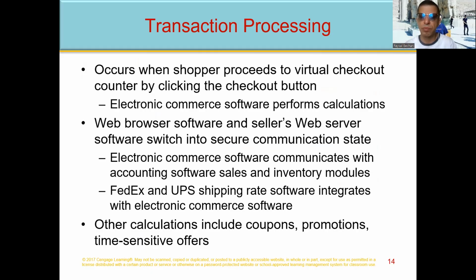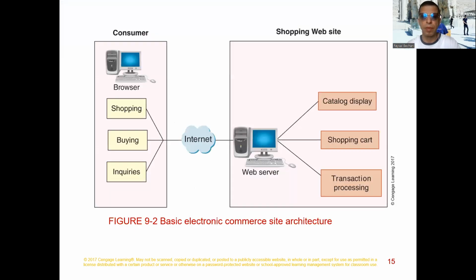Electronic commerce software performs calculations for you then. Then the web browser software and the seller's web server software switch into a secure communication state, so it's not open for the public to interact with. Other calculations include coupons, promotions, time-sensitive offers, and the shipping details, to whom it is supposed to be shipped, and by whom. And this is how it looks in general.